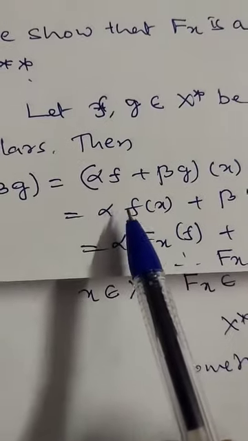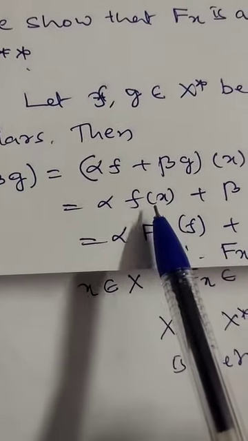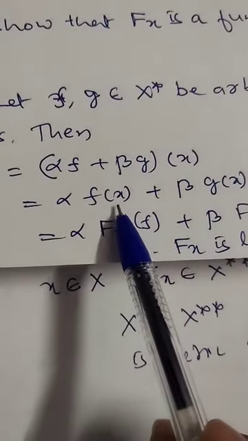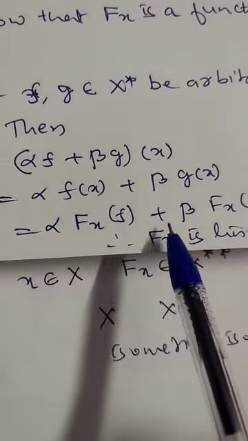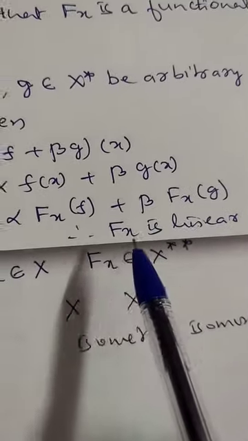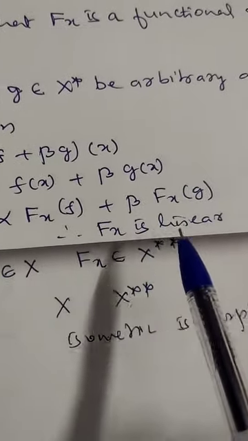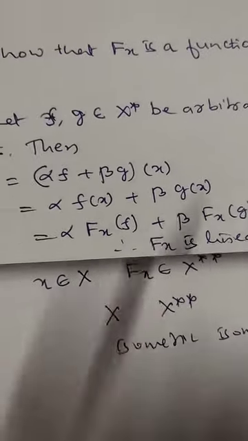Since this can be written as alpha into f of x plus beta into g of x, alpha into f of x is fx of f, plus beta into fx of g. Therefore we have fx is linear. Next, let us show that fx is continuous or bounded.